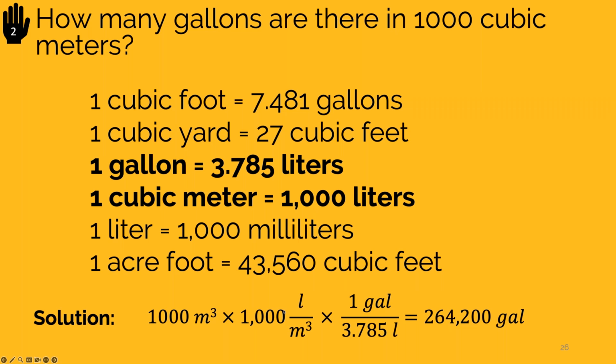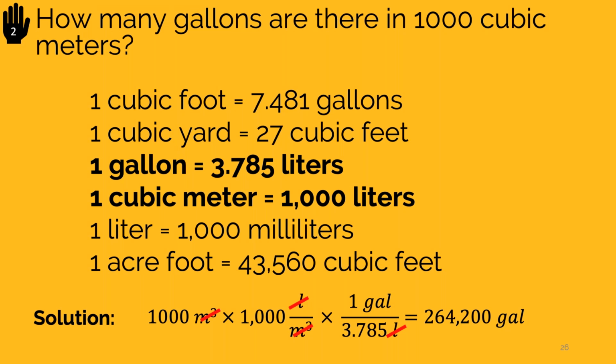But then we've got to convert to gallons. Up here we know that 1 gallon is 3.785 liters. So if we do this correctly, the meters cubed cancel out, and the liters cancel out, which gives us gallons. So for those who got answer A, you forgot to do one of the conversions. For those who did answer B or got answer C, the decimal point's in the wrong place.